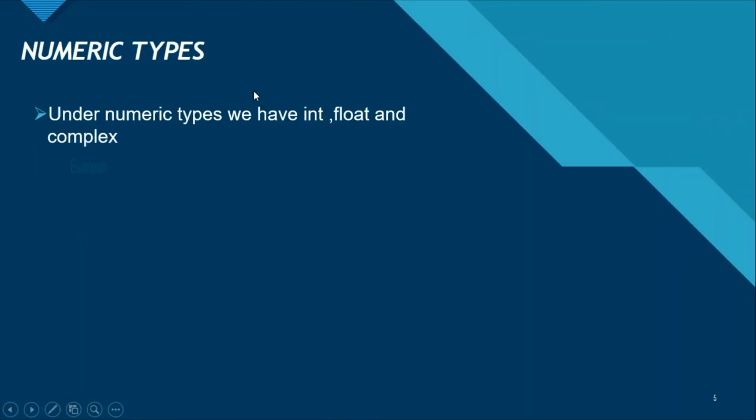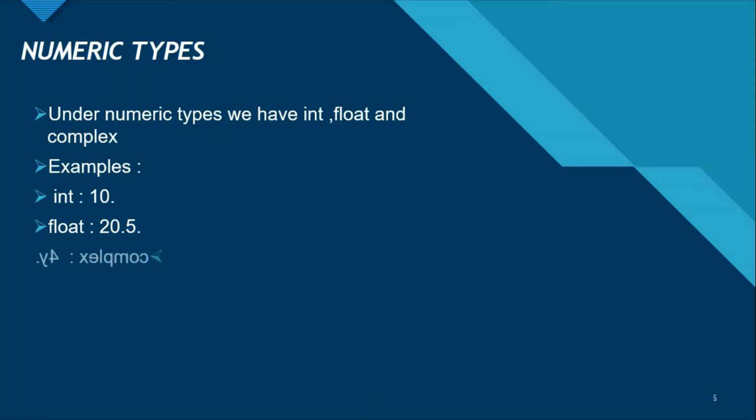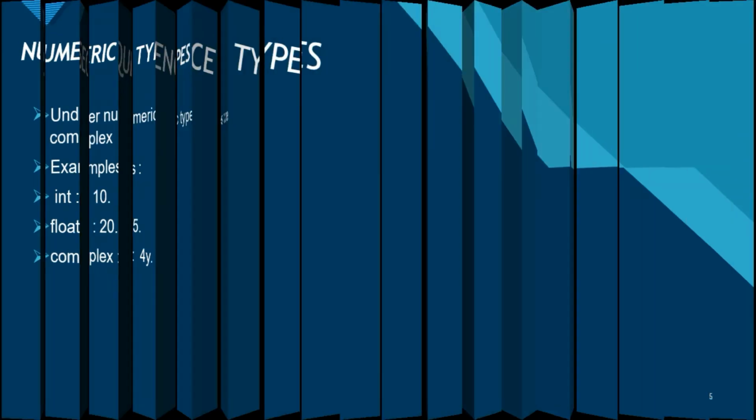Numeric types. Under numeric types, we have int, float and complex. Examples: int 10, float 20.5, as I've shown just now in the IDLE. With the type function you can know, and the complex 4j.